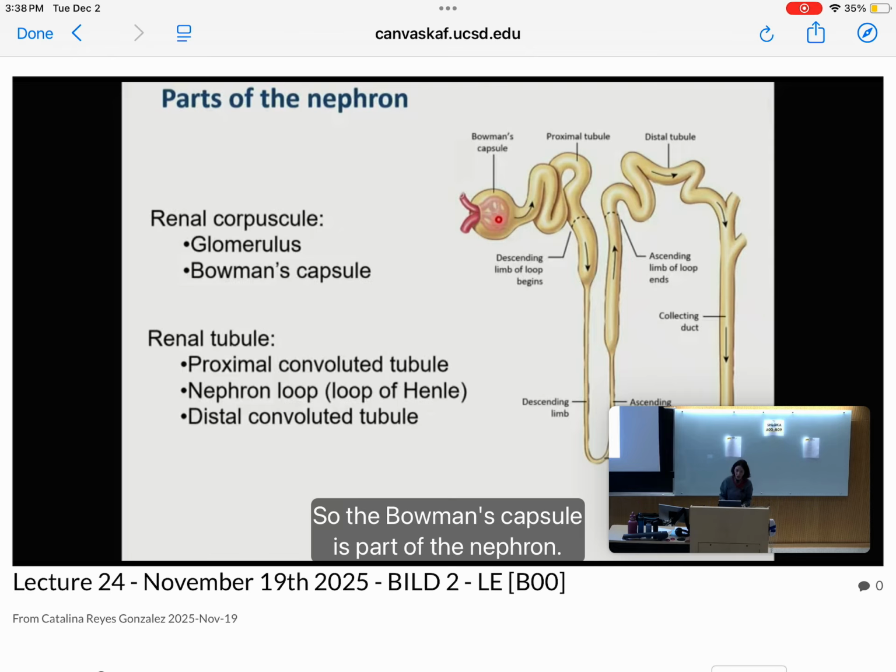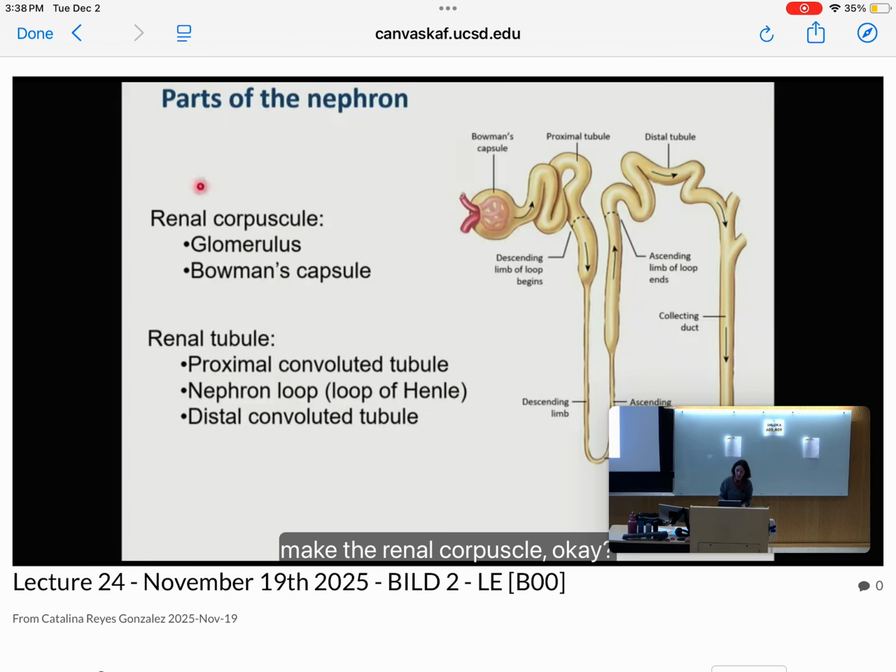So the Bowman's capsule is part of the nephron. The glomerulus is part of the circulatory system. Together, Bowman's capsule and glomerulus make the renal corpuscle.